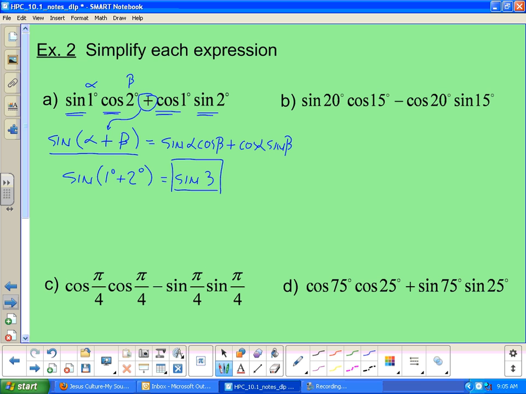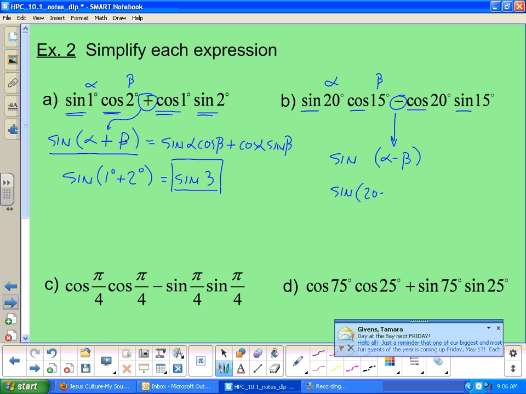Now let's try this over here with B. Another sine, cosine, cosine, sine, this time with a negative. So we automatically know that that's going to equate to an alpha minus a beta. And a sine, cosine, cosine, sine is a relationship of sine. So we fill it all in, again identifying alpha, identifying beta. We have now a 20 minus a 15, or a sine of 5 degrees.